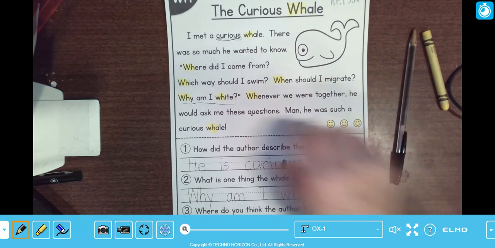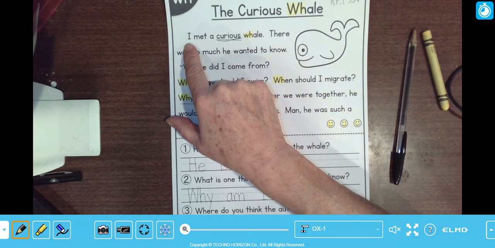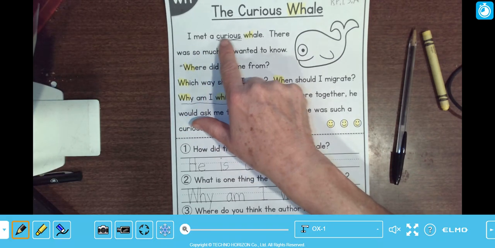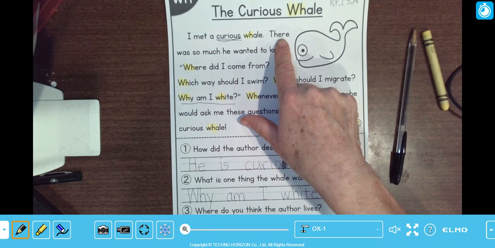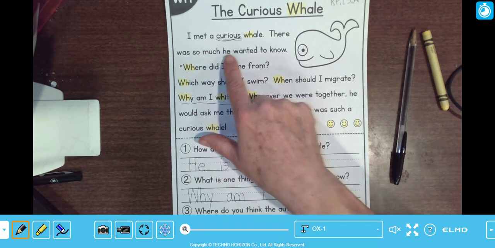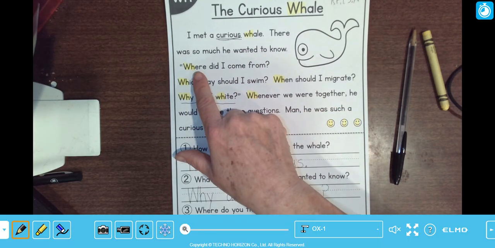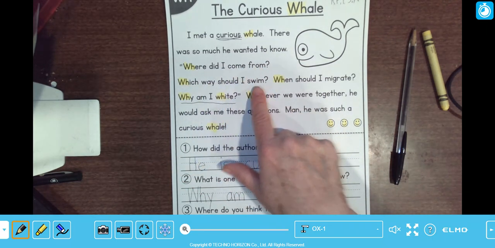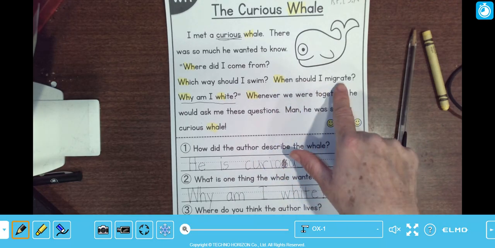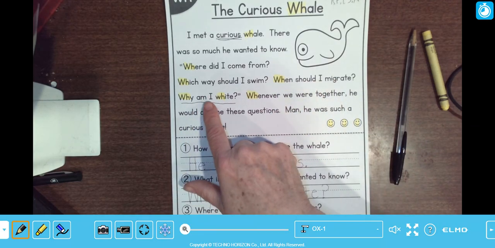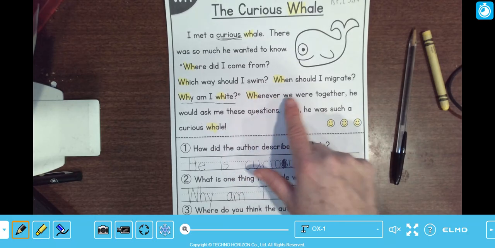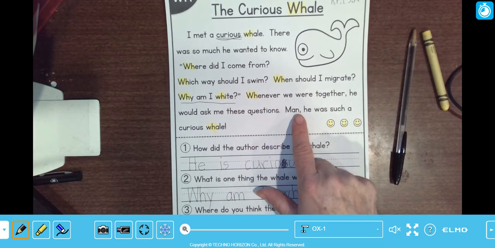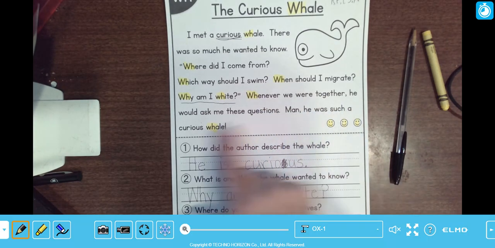Choral reading. You and me together. Put your finger on it. Ready? Begin. I met a curious whale. There was so much he wanted to know. Where did I come from? Which way should I swim? When should I migrate? Why am I white? Whenever we were together, he would ask me these questions. Man, he was such a curious whale.